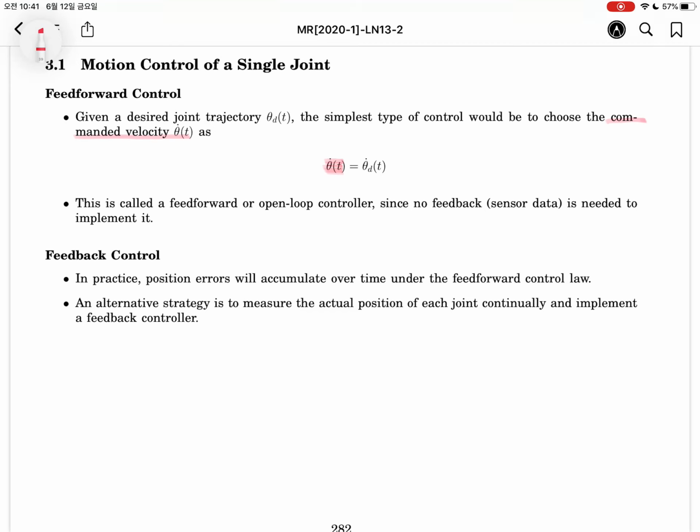It's not torque. Let's assume that the desired velocity is assigned as a feedforward term. There is no feedback in here. Theta dot is given in advance by the user, and then it will be assigned according to the time progress. So it is called open loop control because there is no feedback, and feedforward control. Those are the same concept. Because there is no feedback, sensor data isn't used.